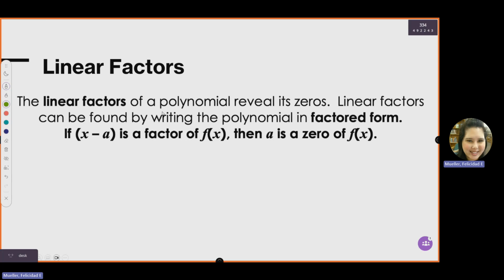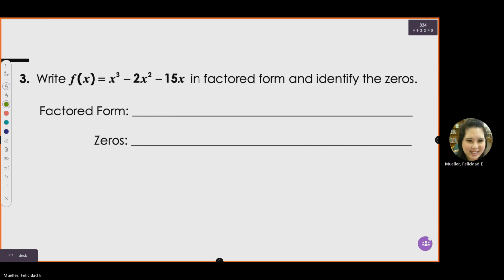Moving on to linear factors. The linear factors of a polynomial reveal its zeros. Linear factors can be found by writing the polynomial in factored form. If x minus a is a factor of f of x, then a is a 0 of f of x. All right, so without graphing, we're actually also able to answer these. Again, as I told you beforehand, factoring is not going away. So let's go ahead and take a look here.